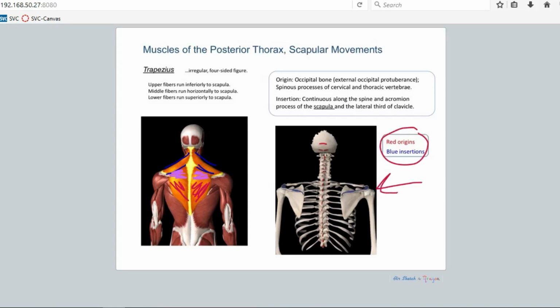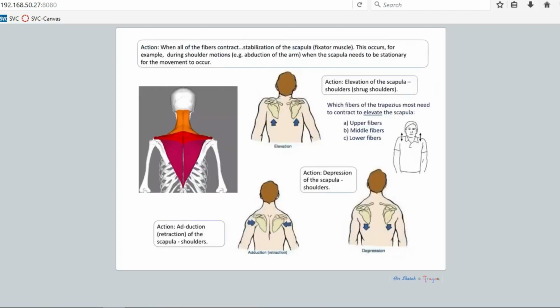So the origins are up here on the occipital bone, the spinous processes of the cervical and the thoracic vertebra, pretty much all of the origins. And then the insertion points are on the scapula, right there along the scapula, and then it continues on to the clavicle over here. So when all of these fibers contract, it leads to stabilization of the scapula, and it allows the scapula to serve as a fixator muscle.